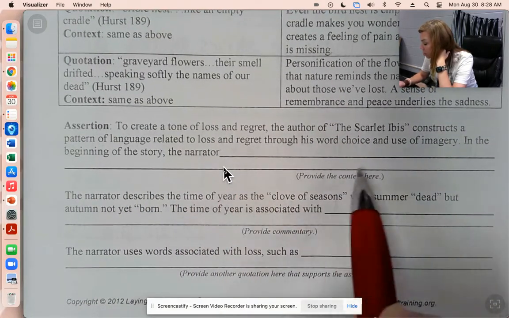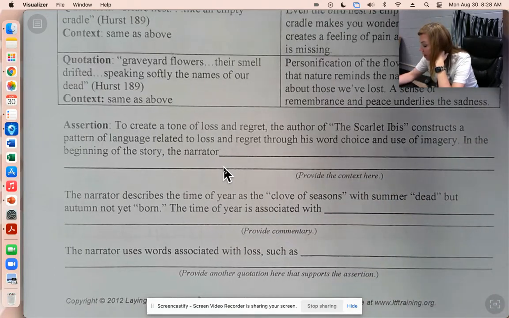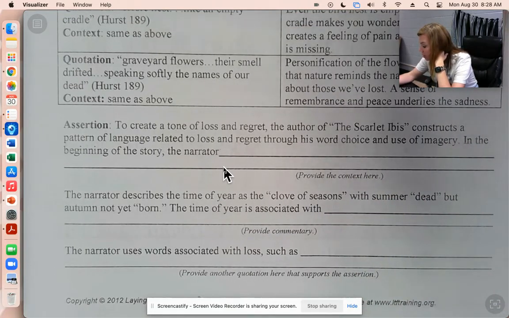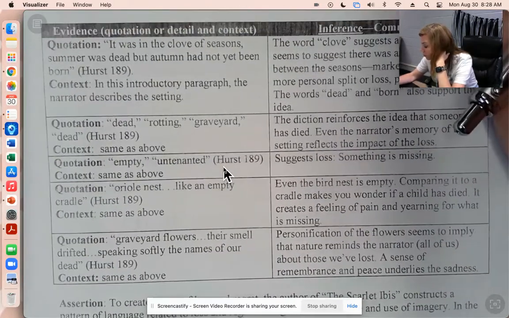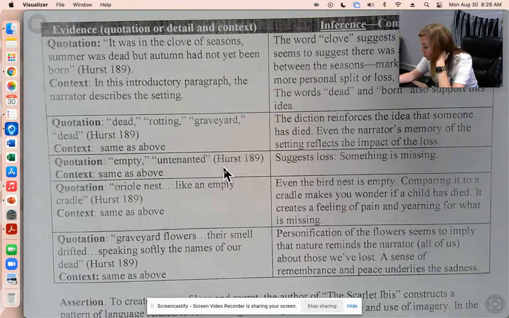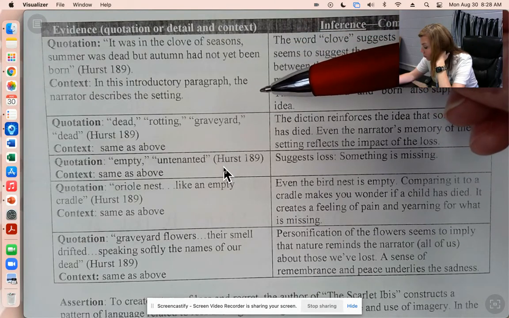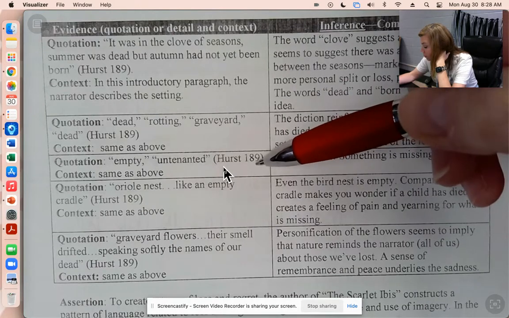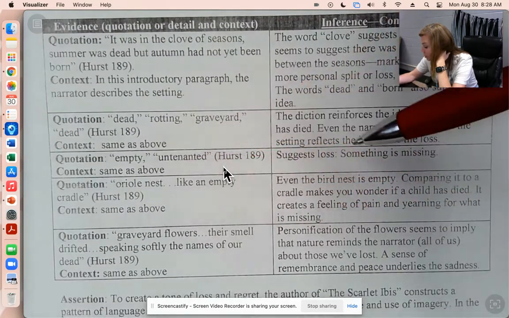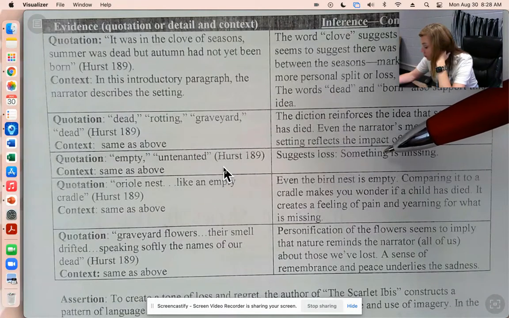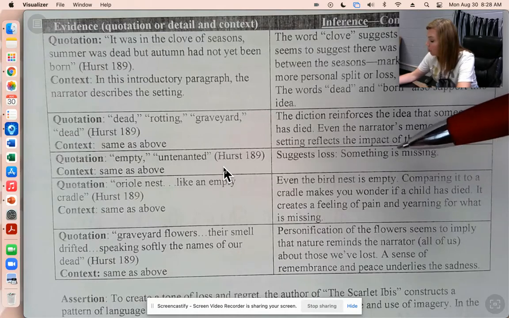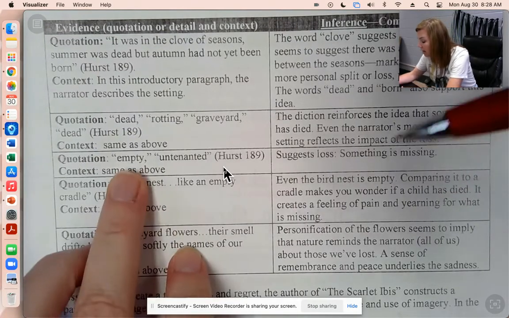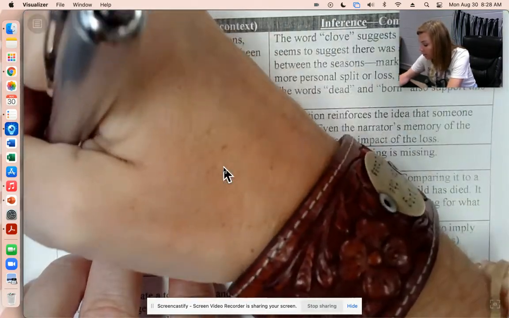So it's going to be diction. We need to find the quotation that uses diction or suggests that something is lost. What can we use? The third one, empty and untenanted, suggests something is lost. Okay, everybody good with that? All right, so we're going to put the context there. The context right here, it says same as above. Go right here.